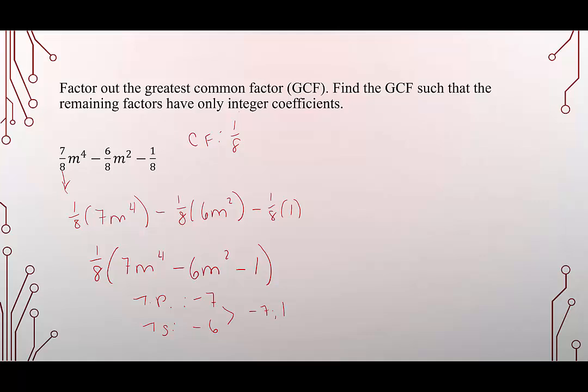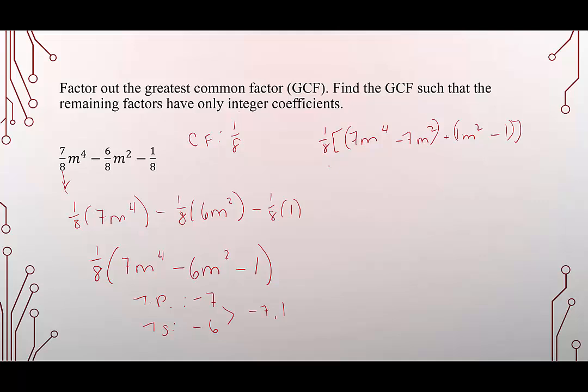So we're going to use that winning combination to expand the middle, keeping that 1/8 just chilling out in front, otherwise we ignore it. And we have 7m to the 4th minus 7m squared plus 1m squared minus 1, you don't have to put the 1 there. Now I have 4 terms inside the brackets, so I can factor by grouping. I switched to brackets just because I knew I was going to be adding parentheses. It's fine if you have parentheses inside parentheses too.